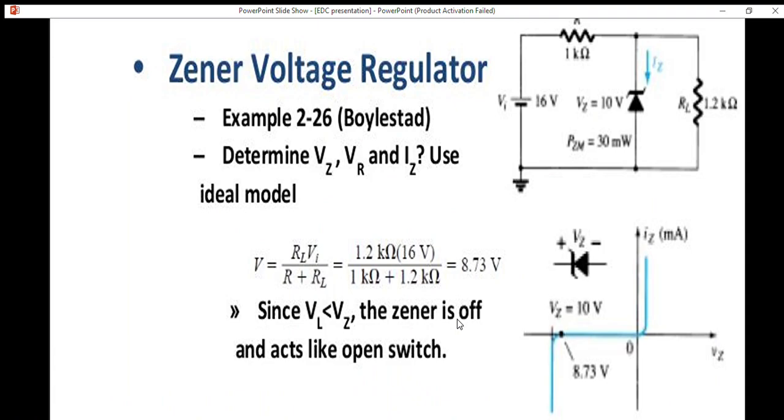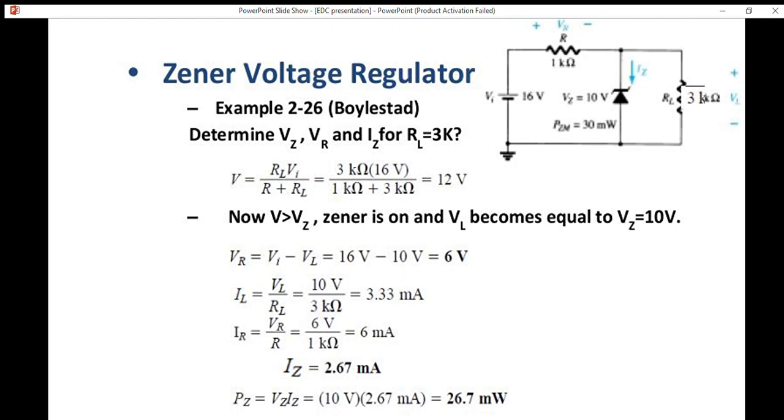Here we are going to determine two voltages and a current. So first we are going to find a voltage V is equal to RL VI over R plus RL, which is equal to 8.73 volt. Since VL is less than VZ, the zener is off and acts like an open switch.